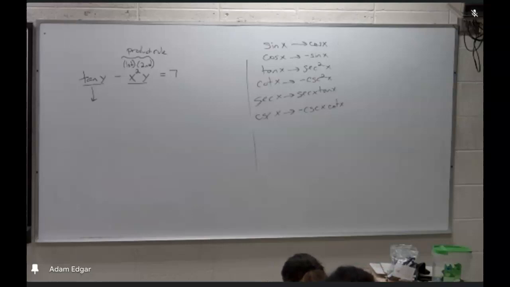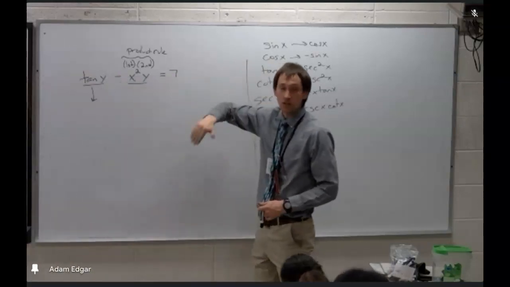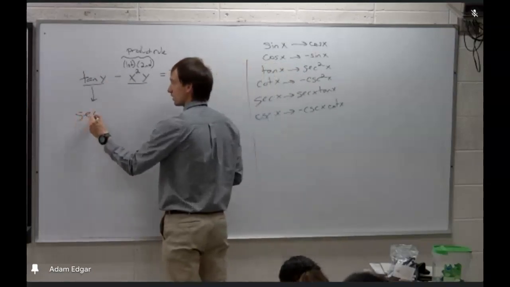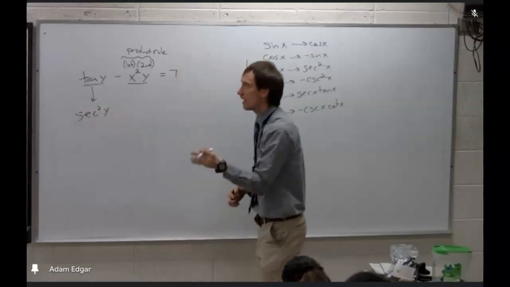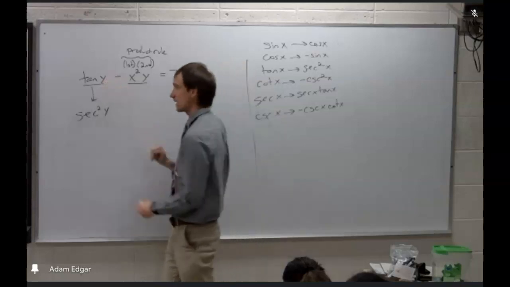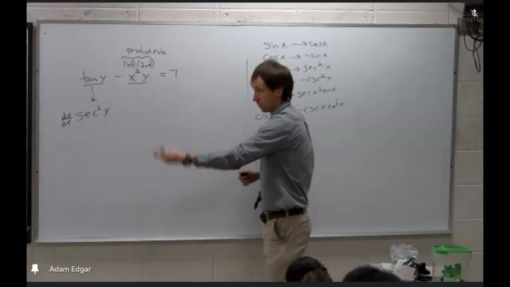Good. Let's go over this. So when you have tangent of y, the derivative of tangent is secant squared. The thing inside there is a y, and then sneaky chain rule. What's the derivative of the inside part? dy dx. You've got to multiply that on the outside of your secant function. I like to put outside things in front of the trig function.